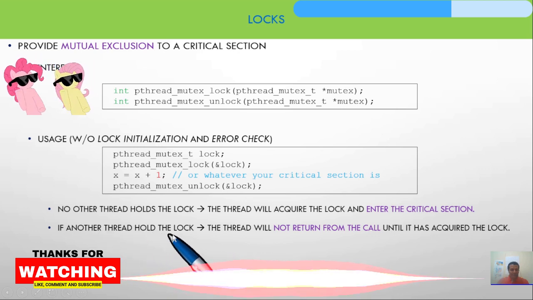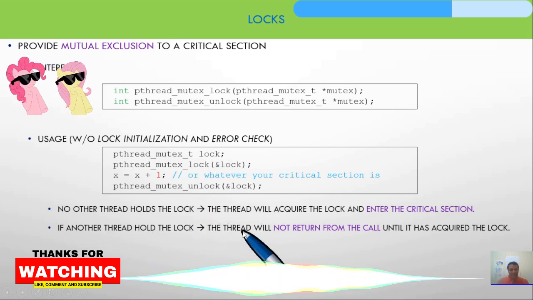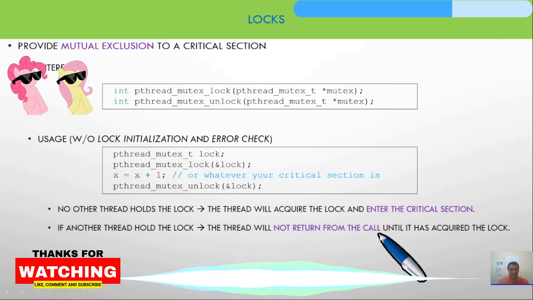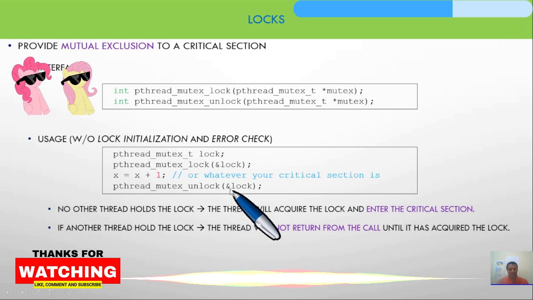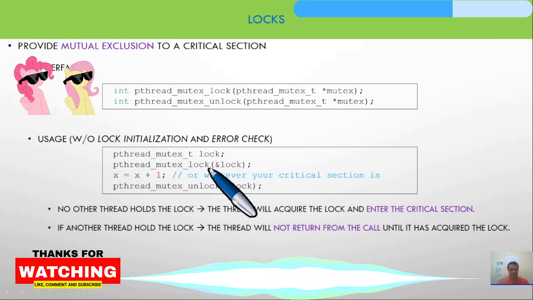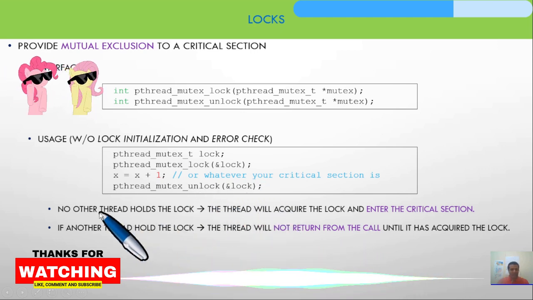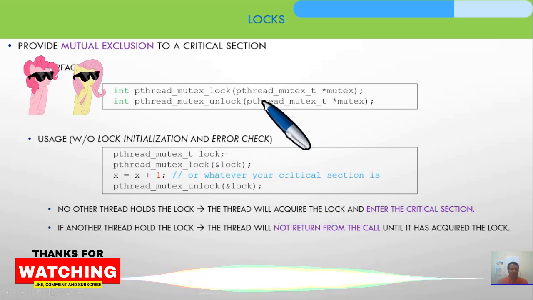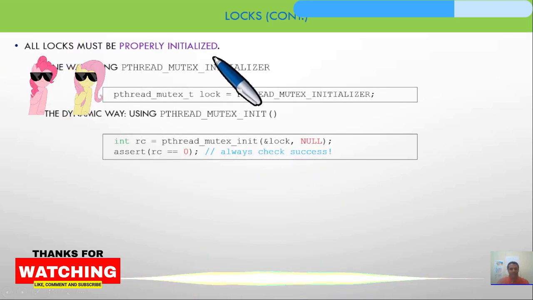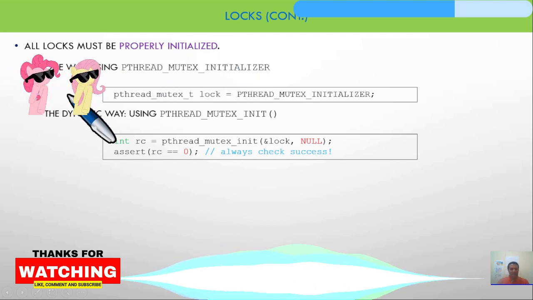If another thread holds the lock, the thread will not return from the call until it has acquired the lock. So it will not enter the critical section unless no other thread holds the lock. These are the ideas. Again, all locks must be properly initialized.